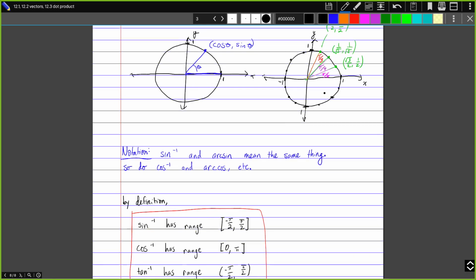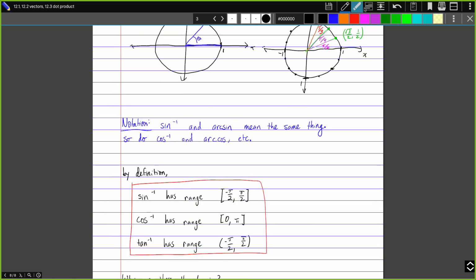But just real quick, first of all, definition. The notation sine inverse and the term arc sine, those mean the same thing. Exactly the same thing, the same function. Cosine inverse and arc cosine are also the same thing, and so are arctan and tan inverse.